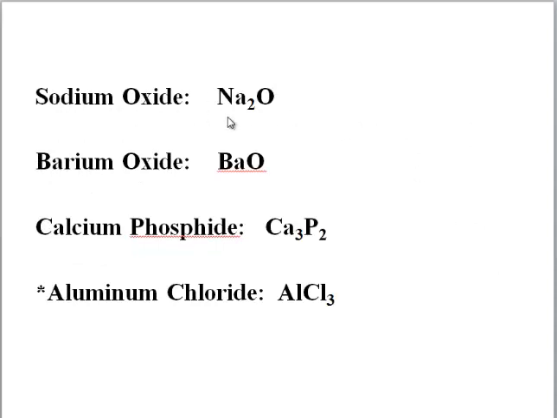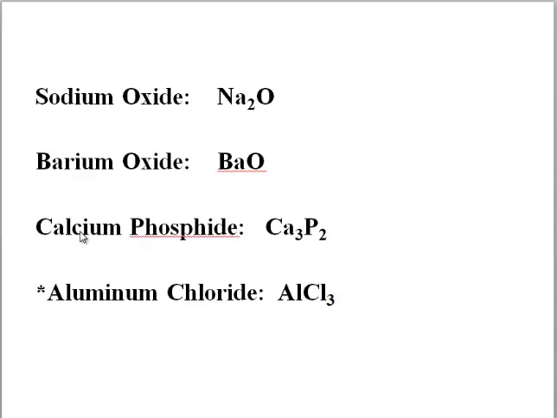When you look at solutions, sodium oxide is Na2O. Oxide has a -2 charge, so it takes 2 sodium charges to balance the charge. Barium oxide: barium has a +2, oxygen has a -2, so a 1-to-1 ratio of atoms balances the charge, and this is the formula for barium oxide, BaO.